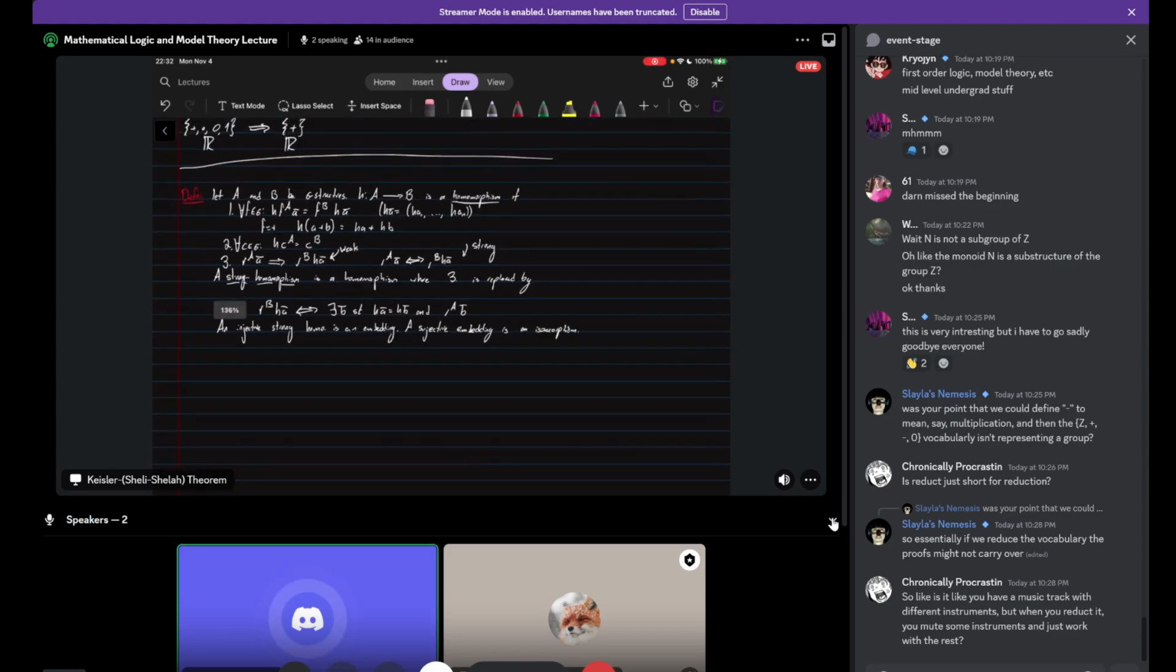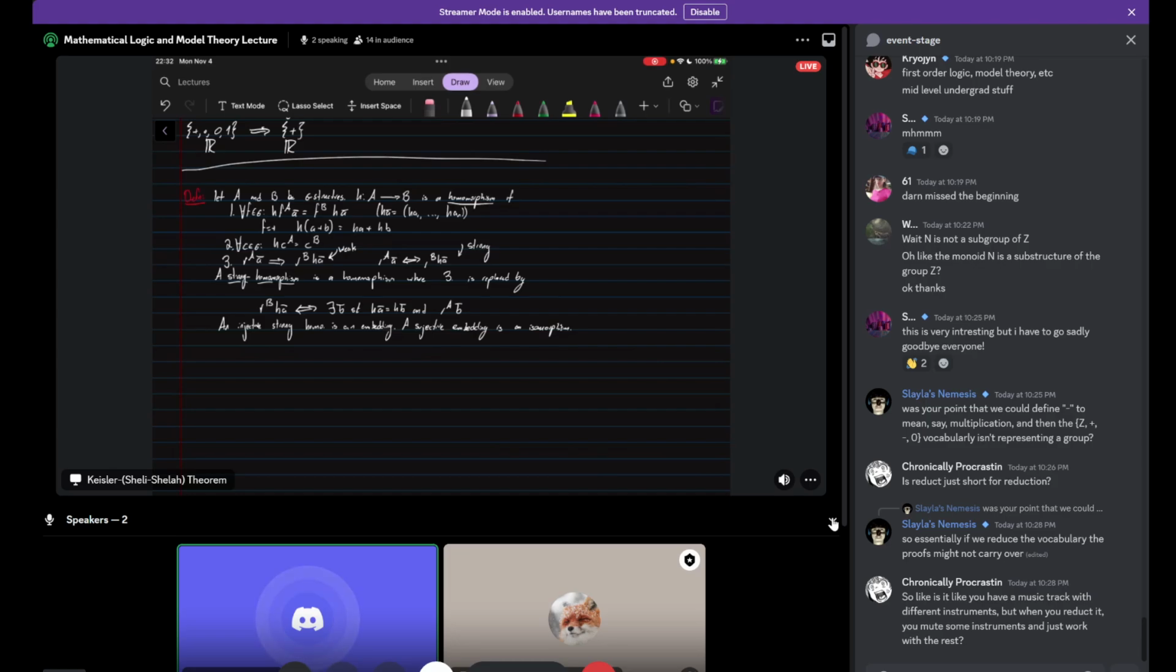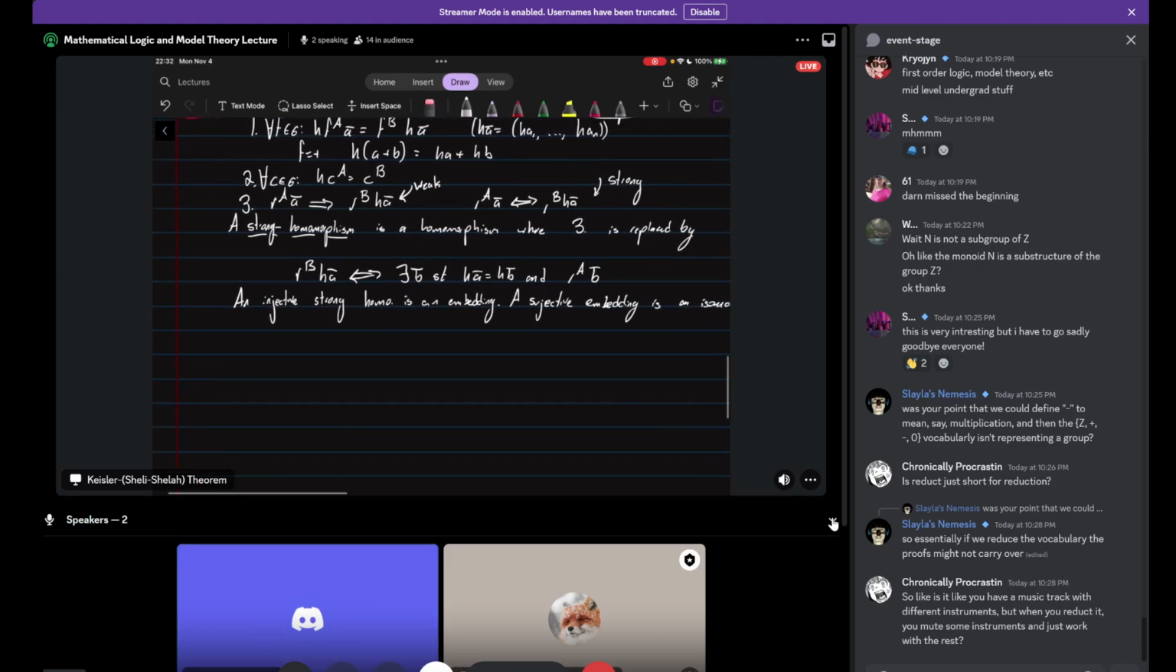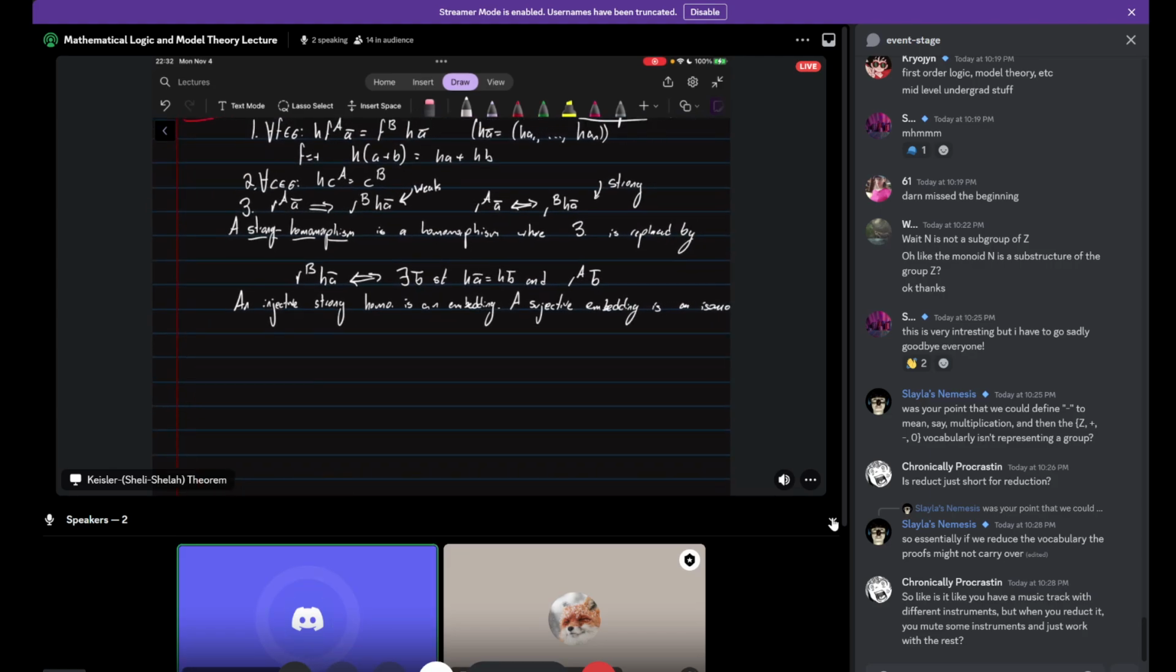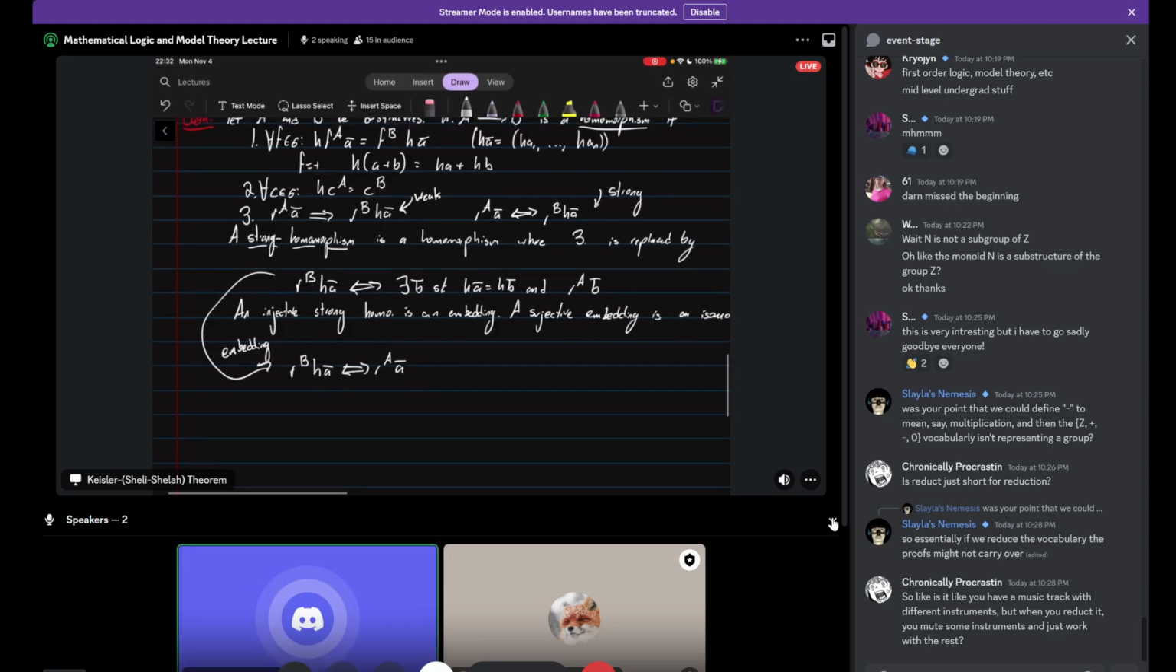Okay, so let's quickly go over some examples. Some points to make. If H is an embedding, then this can be simplified to simply R^B(H(A)) if and only if R^A(A). We get what we had before, because it's an embedding, so H(A) equals H(B) if and only if A equals B. So what I said before was too strong. For an embedding, it doesn't really matter. It's the same thing.